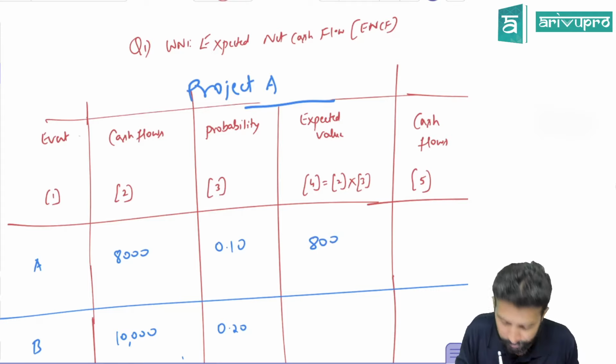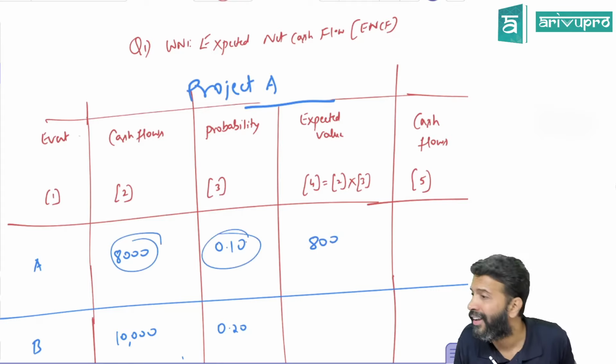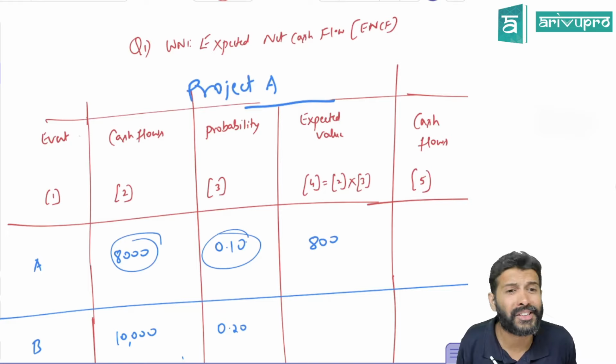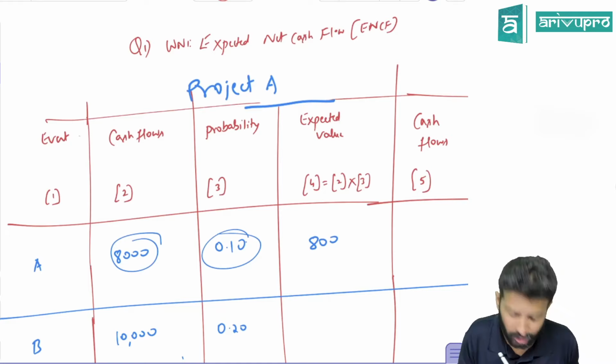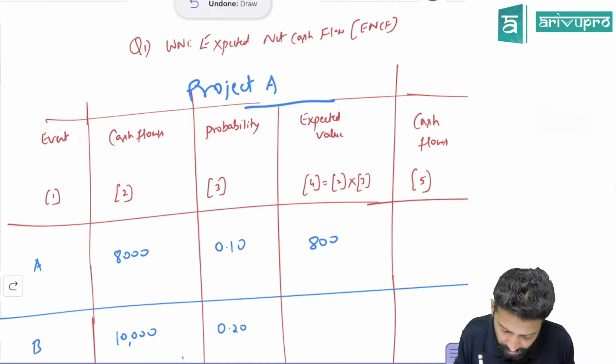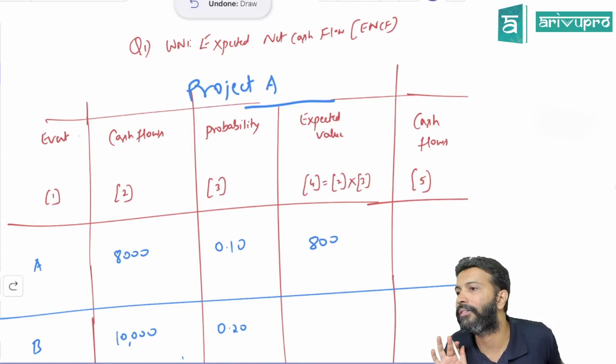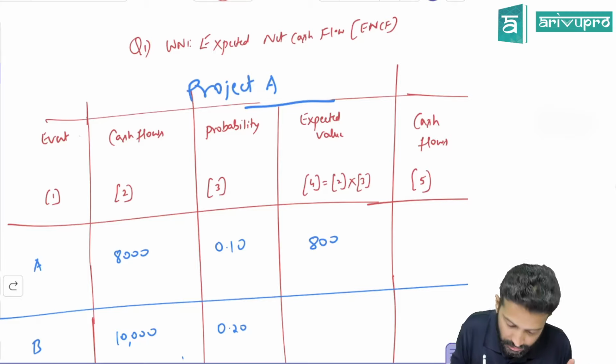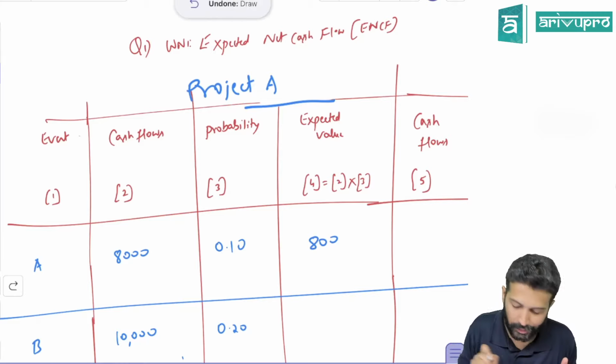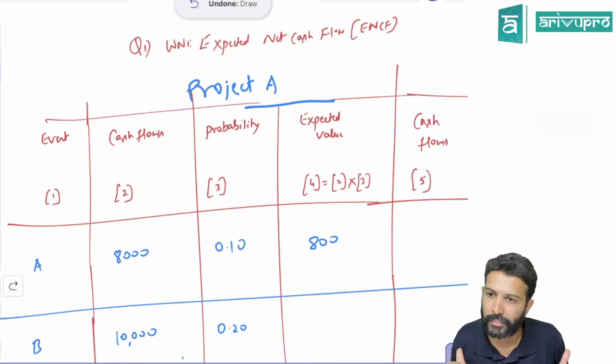Why 800? 8,000 multiplied by 10%, because there is only a 10% chance that I will hit this cash flow. So that means I am expecting to achieve a cash flow of only how much? 800. Got it, everybody? That's the reason I've written column number 4 as 2 multiplied by 3. Any problem? Good.